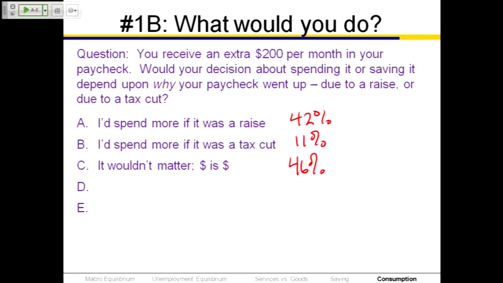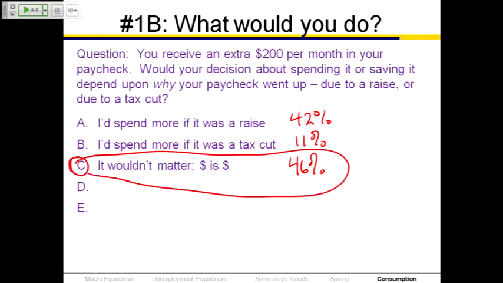When economists look at the relationship between consumption and disposable income, economists assume that on average, for the economy as a whole, it doesn't matter, that money is money. What you've said here is that's a bad assumption. For about half of us, it doesn't matter, money is money. But there are four times as many of us for whom it matters if it's a raise versus a tax cut.